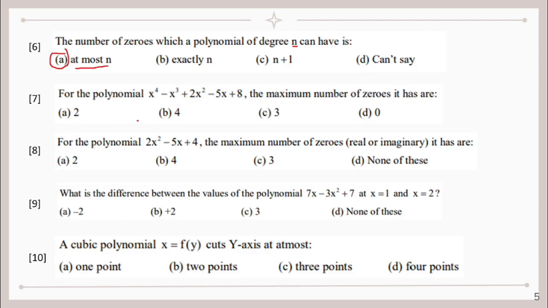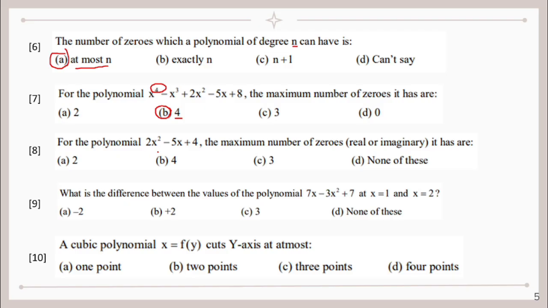Seventh question, for the polynomial x power 4 minus x power 3 plus 2x square minus 5x plus 8, the maximum number of zeros it has. Find the degree. What is the degree? The maximum power is the degree. So 4. So at most 4 zeros it may have. Don't think that we don't have power 3, power 4 equations, so they will not ask such questions. It is just to relate the degree with the number of zeros. So this kind of question may be asked.